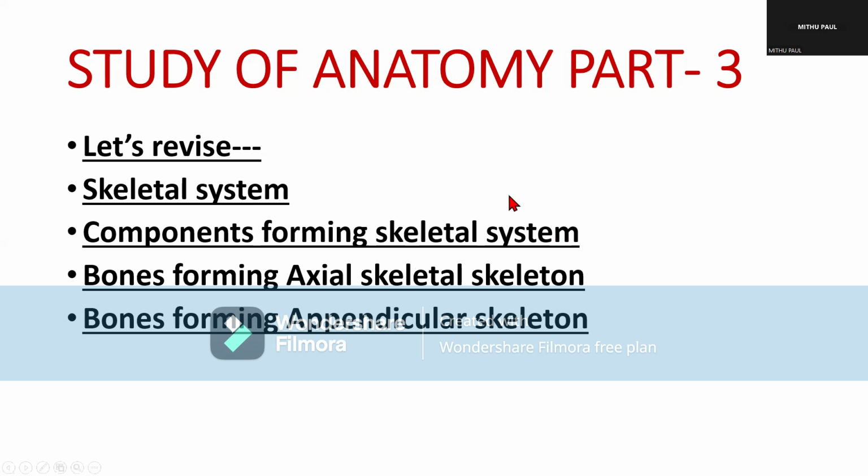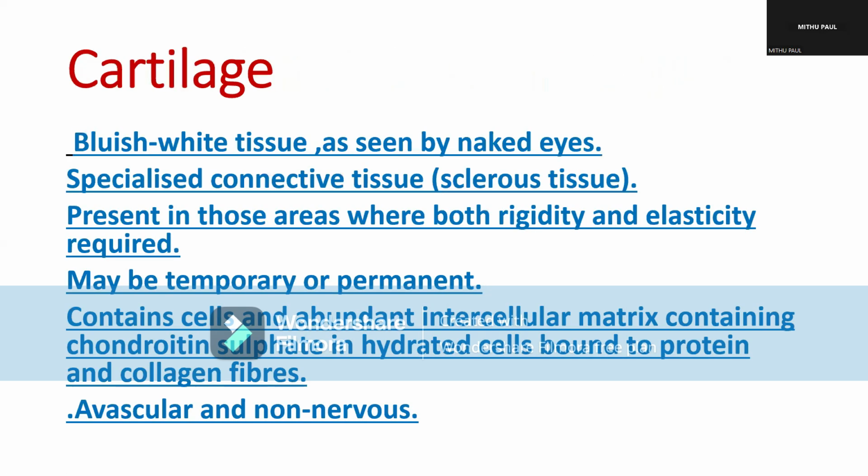Now, one of the very important parts of the skeletal system is the cartilage. Cartilage is roughly a bluish white tissue as seen by naked eyes. It is a specialized connective tissue that is in other name known as sclerous tissue also, or under the broad heading of sclerous tissue, we get the bone and the cartilage. This part will be covered in your general anatomy class.